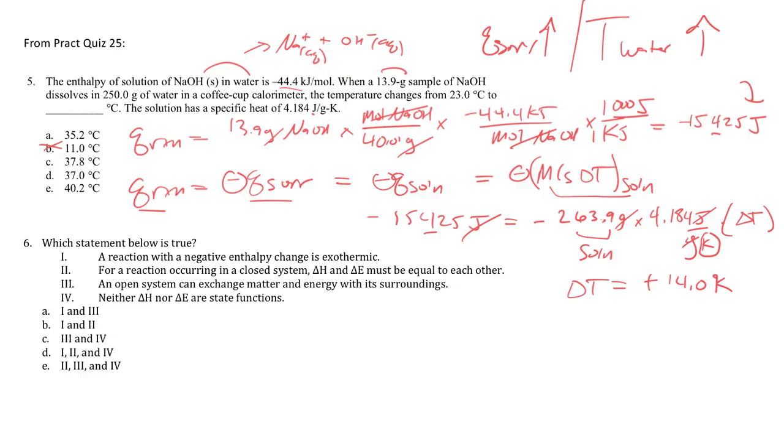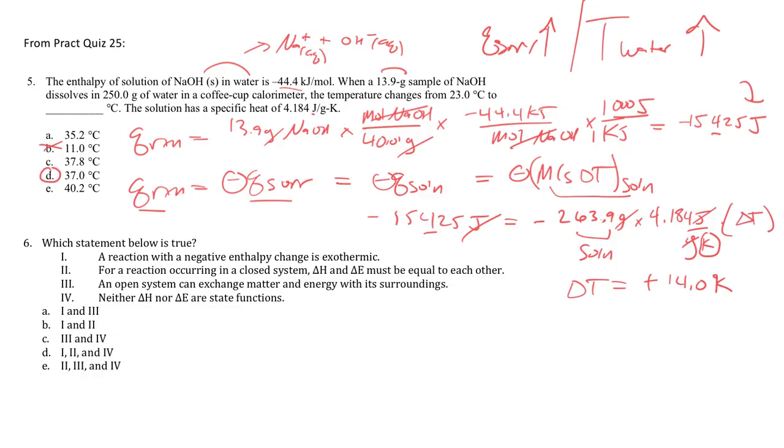Now, if we want to play the Kelvin game, then we would convert 23 to Kelvin. So 23 to Kelvin would be 23 plus 273.15. That temperature conversion equation is on the test. That's 296 Kelvin. Add 14 Kelvin to that. So our final temperature should be 310 Kelvin. Subtract 273.15, and I get 37 degrees C.